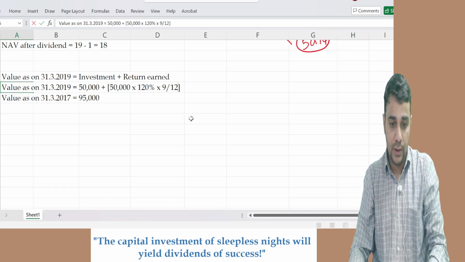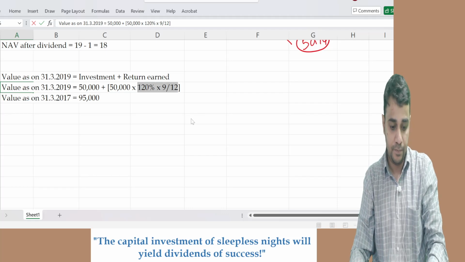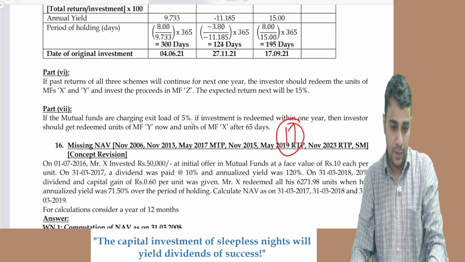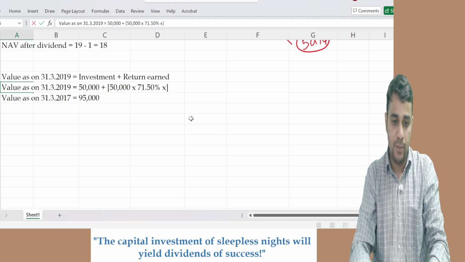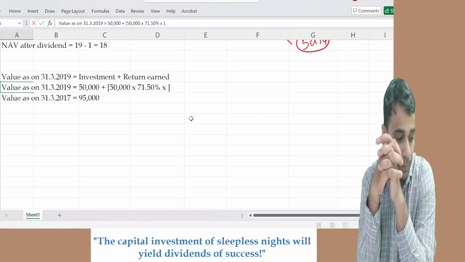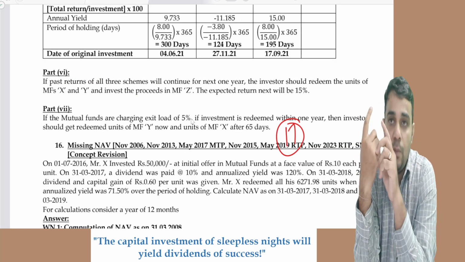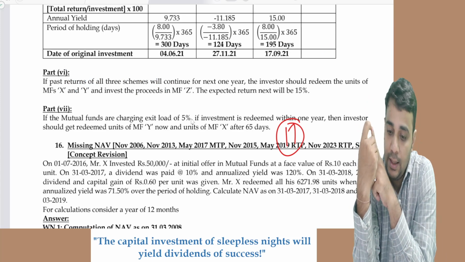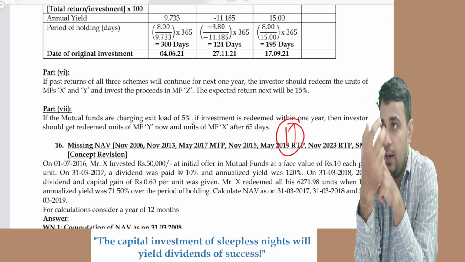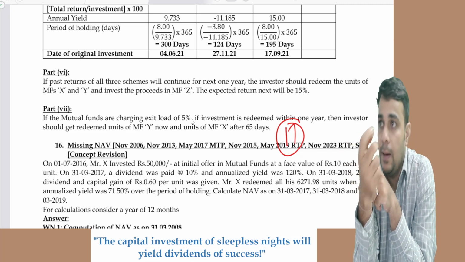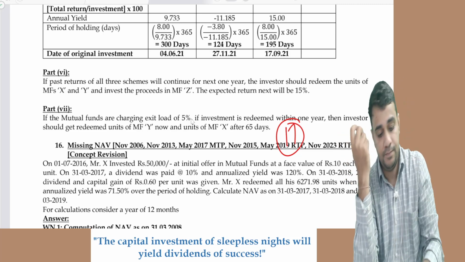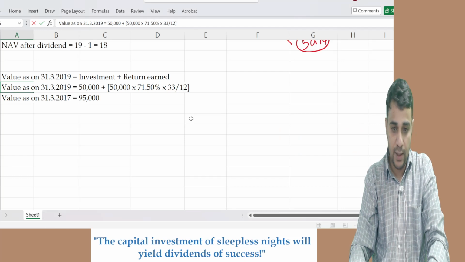50,000 plus 50,000 into 71.5%. How many months? From day 1 till this period, how many months? From 1/7/2016 till 31/3/2017 is 9 months. Another 12, another 12. 9 plus 12 plus 12. Get the closing value.